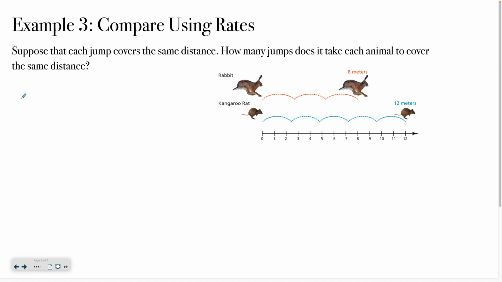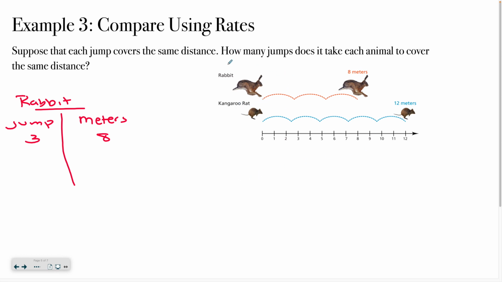So for the rabbit, you can see that the rabbit has jumped 3 times, and in those 3 jumps has traveled 8 meters. So one way to know, is it better to use unit rates or just rates? Usually if you end up with a decimal, something that's not nice to work with, you're going to want to use rates instead of unit rates. The only exception is when you're dealing with money. Then chances are you're going to use a unit rate anyways.